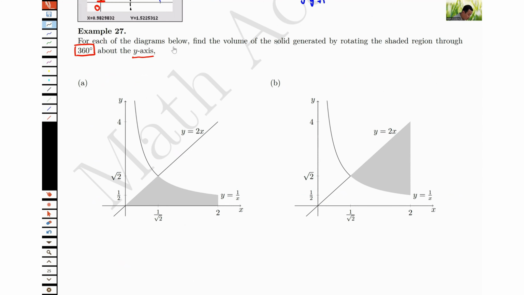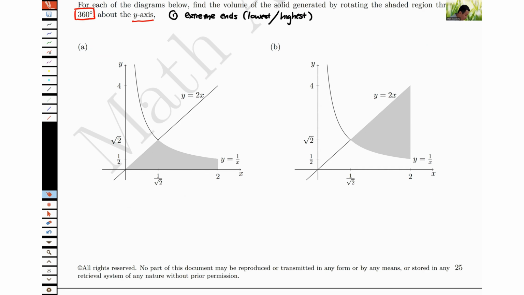There are three positions that you should learn on how to cut your diagram. If you're rotating about the y-axis, you want to cut the diagram on the extreme ends first, which means the lowest and the highest. We start with that so that it will be clear what limits you're going to integrate to. When I say extreme ends, the lowest position here is at 0. The highest position of my shaded region is here at square root 2. Lowest to highest, we mark it out first.